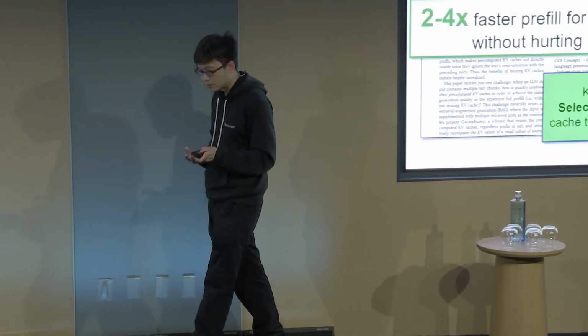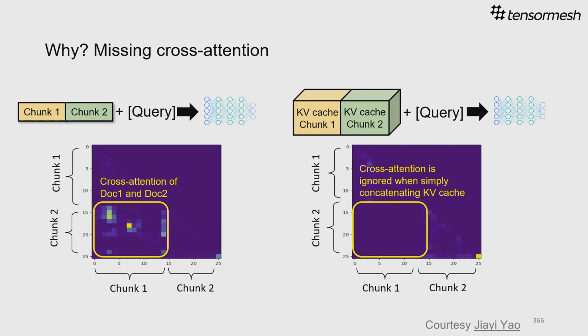Now, if you visualize the cross-attention matrix inside the model, you will see something like this. There is cross-attention between the tokens of these two documents. If you naively concatenate the KV caches together, even if you correct the positional encoding, the cross-attention is still not there. Now, the good news here is if you look at the cross-attention on the left, not every token between these two documents has cross-attention. Only a few tokens have strong cross-attention between them. And this is actually true with a lot of models these days.